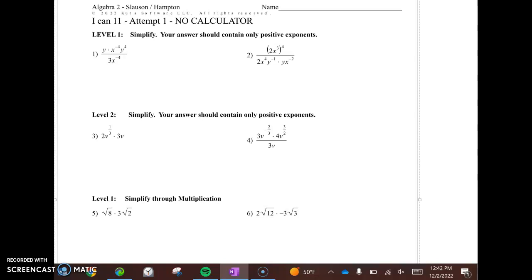So one section is this, where we're dealing with exponents. If you just want to pass, you need to complete Level 1. If you want the A or B, then you have to complete Level 1 and Level 2.